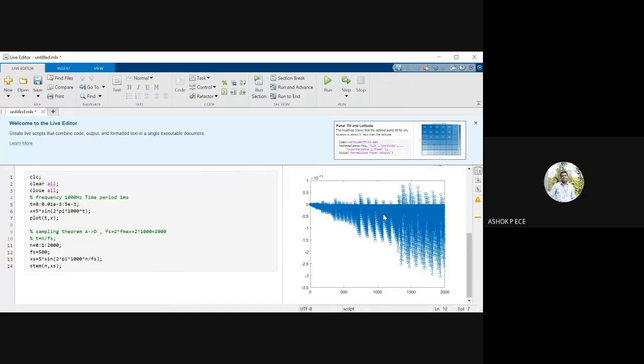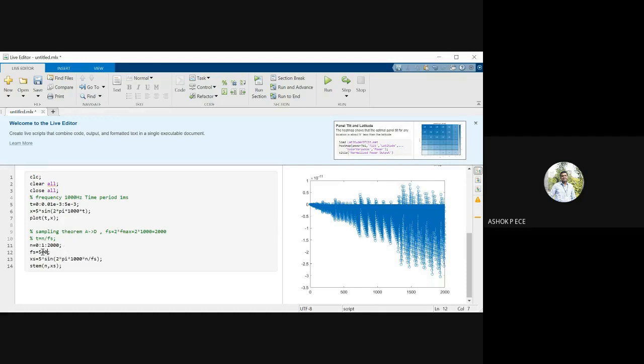It's looking like noise more or less, because the sampling theorem says the minimum frequency you need to recover the signal from its samples is 2 times Fs. And what people say is, if you use a frequency more than 2 Fs, you can recover the signal even more clearly.